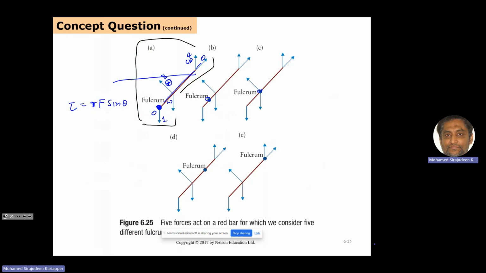So shall we check the others one by one? So A is out. A can be brought to equilibrium. What about B? This is B.